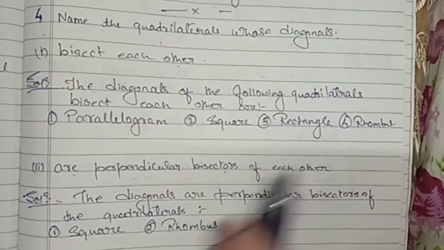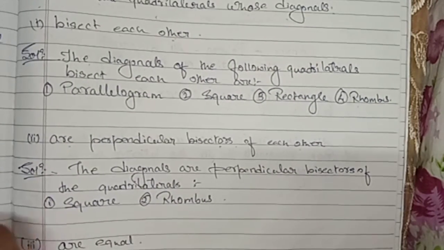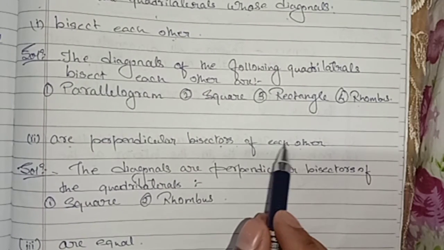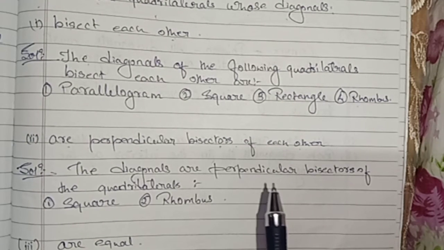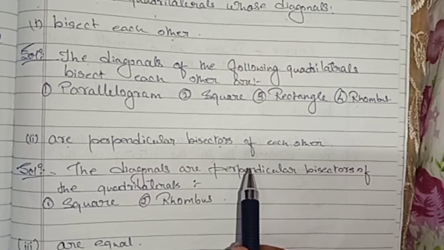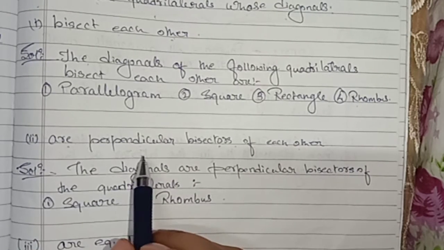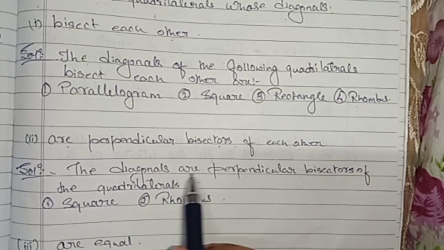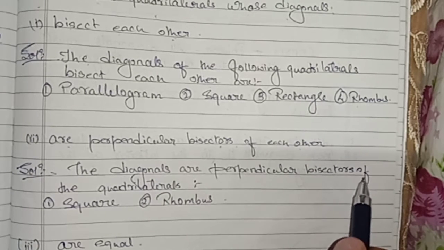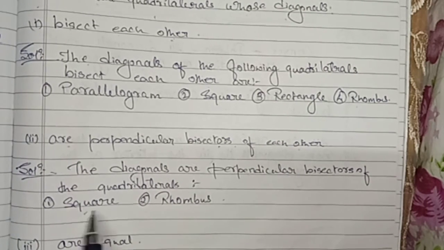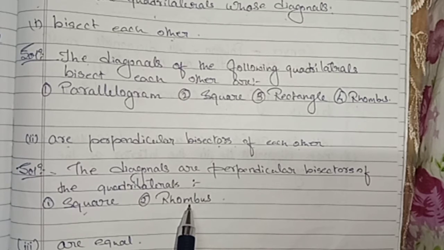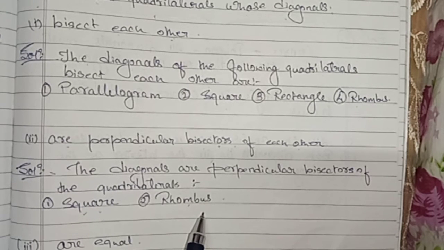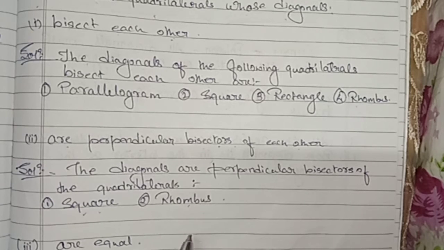So it will help. Now part B of question 4 says: name the quadrilaterals whose diagonals are perpendicular bisectors of each other. So the solution will be: the quadrilaterals whose diagonals are perpendicular bisectors of each other are the square and the rhombus. I'll check the properties. Yes, it will be square and rhombus. They bisect at 90 degrees, meaning at a right angle.